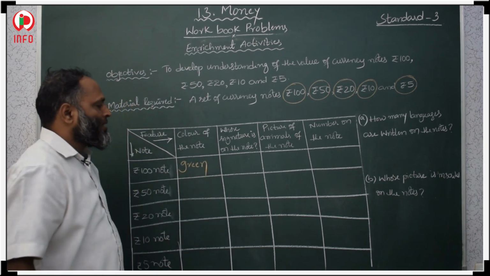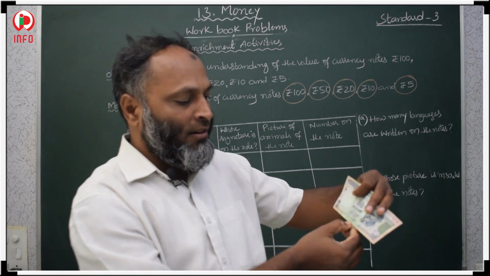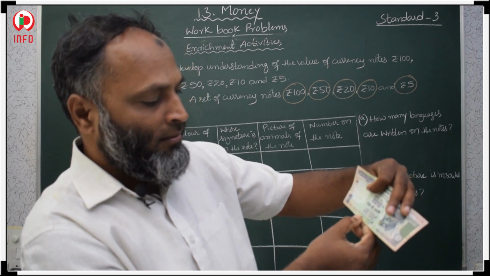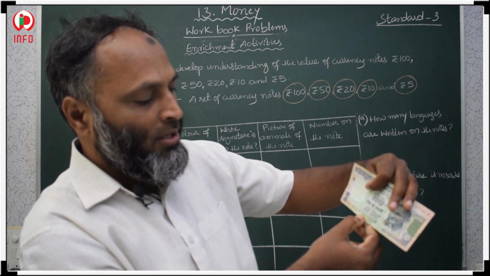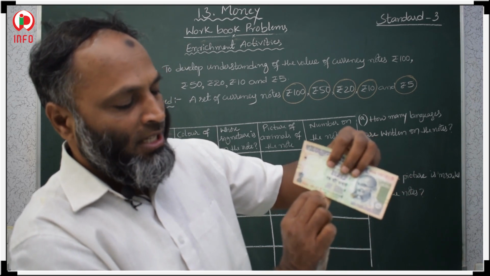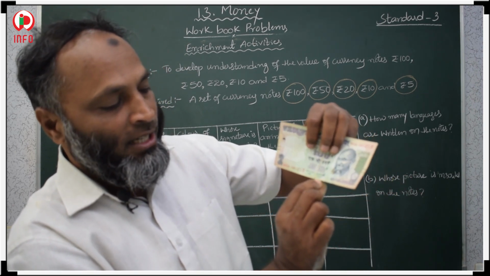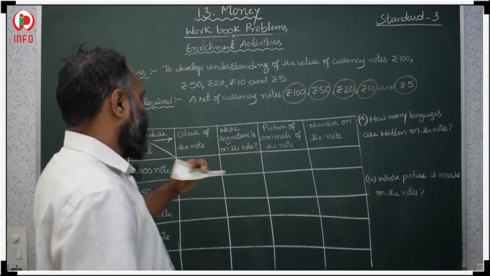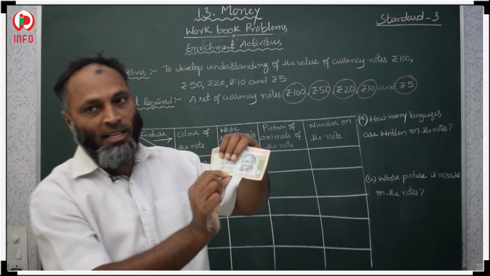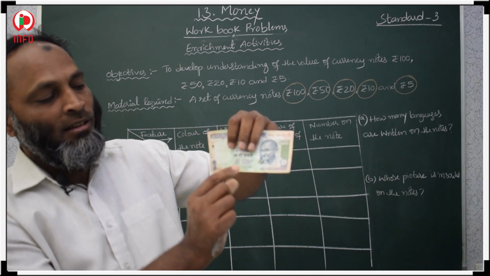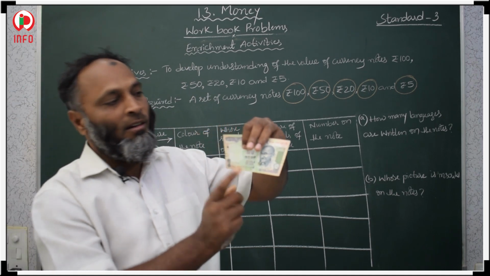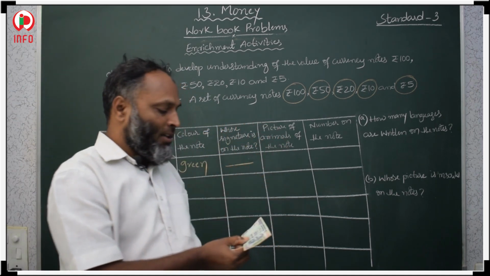Green color note. So whose signature? Here the signature is there, the Governor's signature. Urjit R Patel. Governor's name is there here and his signature is there. So that name you should write here, the governor's name. So here he has given the name and signature. On different notes, different governor's signature is there, the RBI governor. So that governor's name and his signature is given, so that we should write.